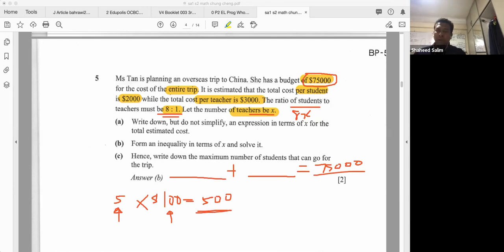Okay, you cannot put equal to 75,000. Sorry, it has to be below 75,000. If you do it like that, it has to be below, because they didn't tell us what the cost is, but we know it has to be below.